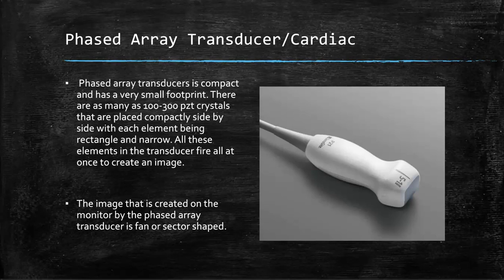The phased array transducer is compact and has a very small footprint. There are as many as 100 to 300 PZT crystals that are placed compactly side by side, with each element being rectangular and narrow. All these elements in the transducer fire all at once to create an image. This creates a fan or sector-shaped image.